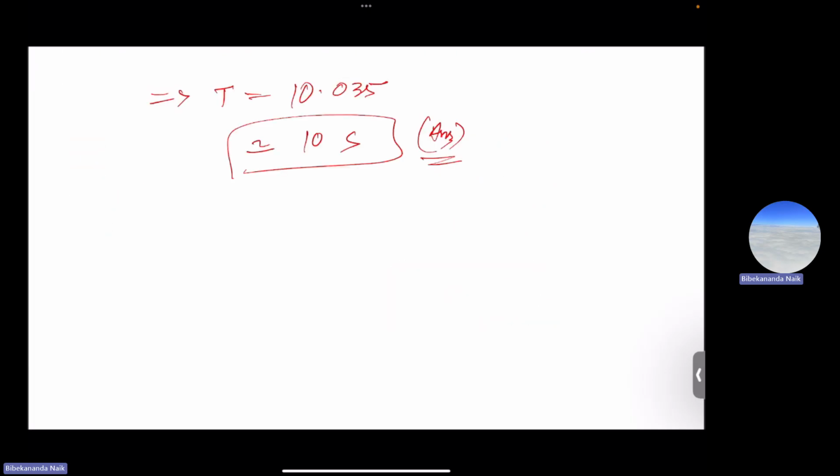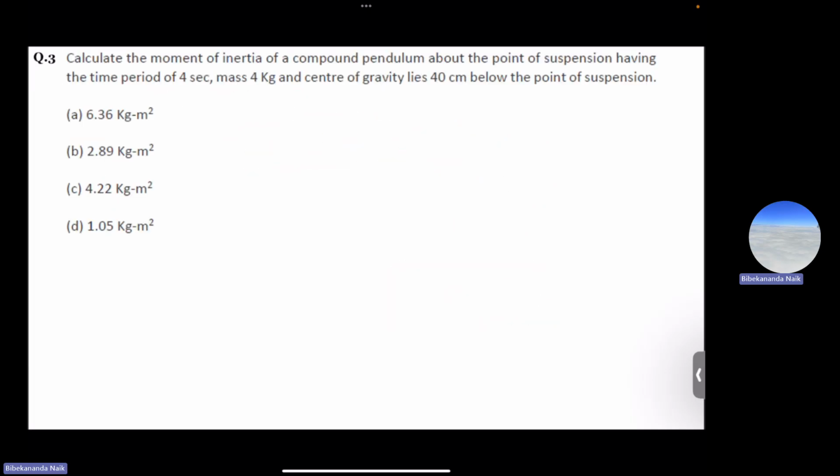I hope this is clear to everyone. Now we will move to question number 3. Question number 3 says, calculate the moment of inertia of a compound pendulum about the point of suspension having the time period of 4 seconds, mass 4 kg, and center of gravity lies 40 centimeter below the point of suspension. Options are option A 6.36 kg into meter square, option B 2.89 kg into meter square, option C 4.22 kg into meter square, and option D 1.05 kg into meter square.